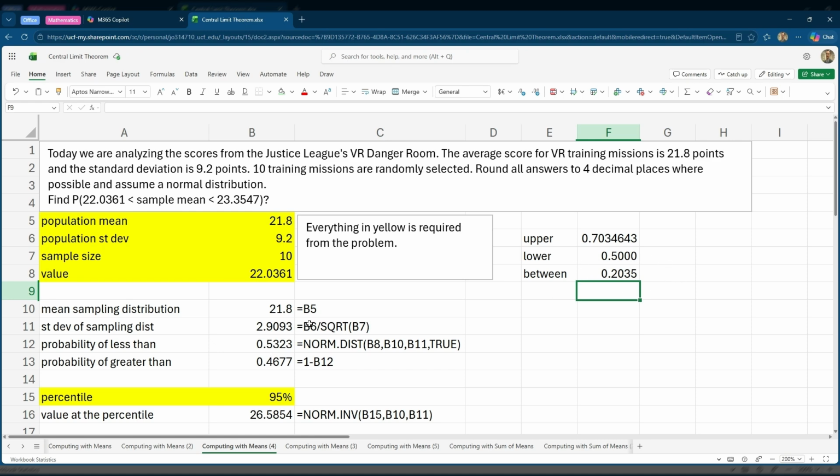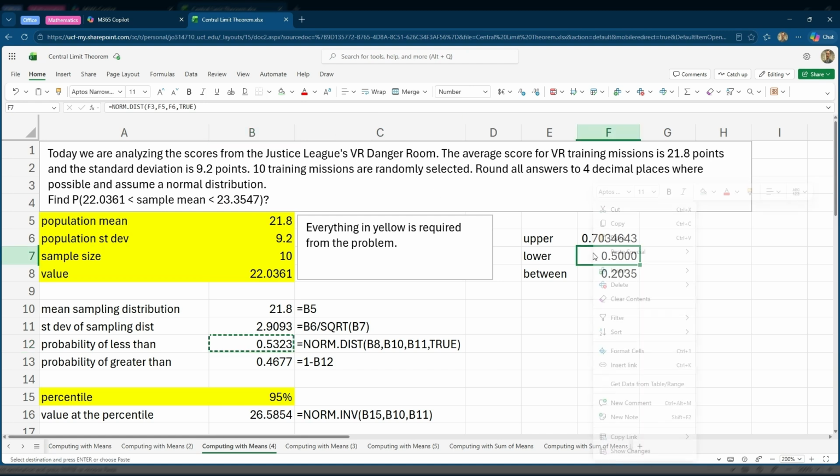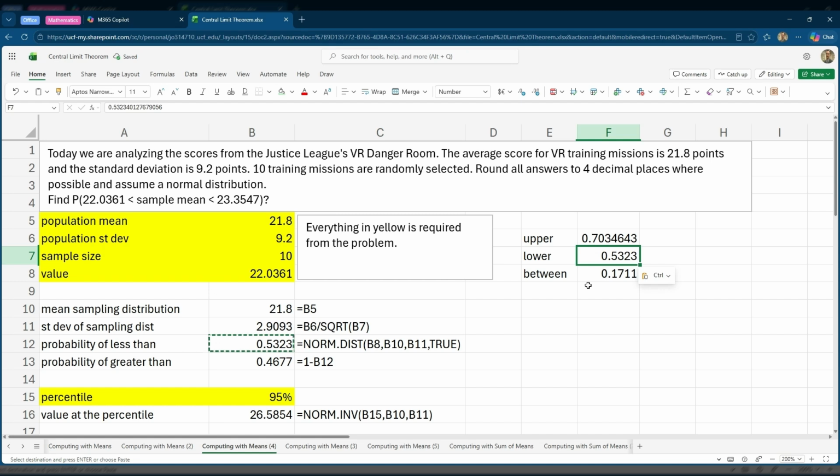Oh, I think I did not copy that correctly. Copy, paste special values. I did not. There we go. So again, that paste values is going to be really important. Otherwise, it's going to pull from somewhere else and it's going to be wonky. So this would be my between right there if you wanted to do it that way.